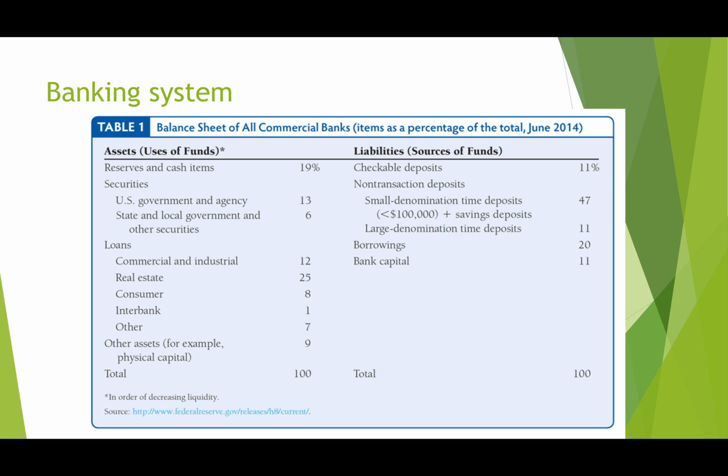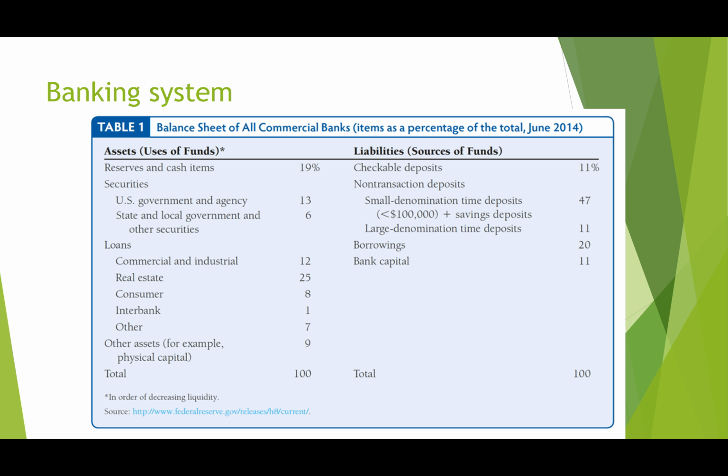Next, the banks also buy US government bonds. You can see that's the next item under securities. And those are government bonds, treasuries as we call them, 13%. State and local government and other securities come to 6%. Commercial banks cannot buy corporate bonds. So they can buy other securities.